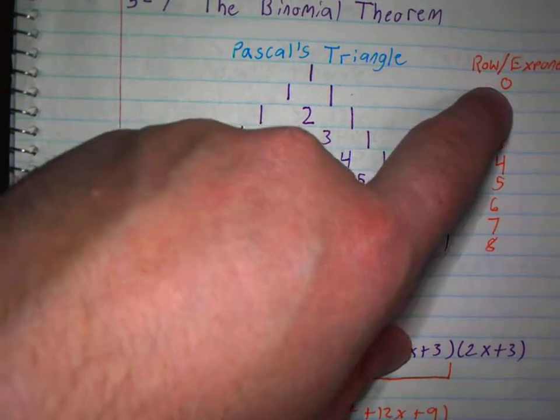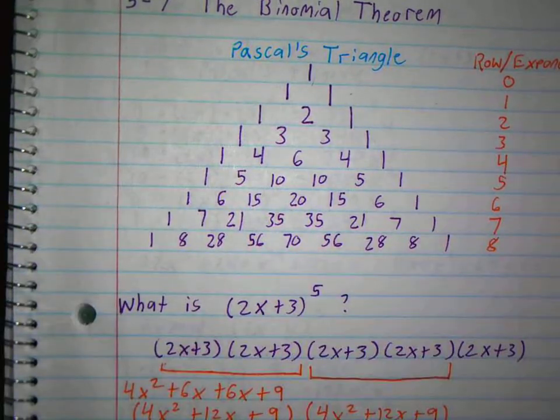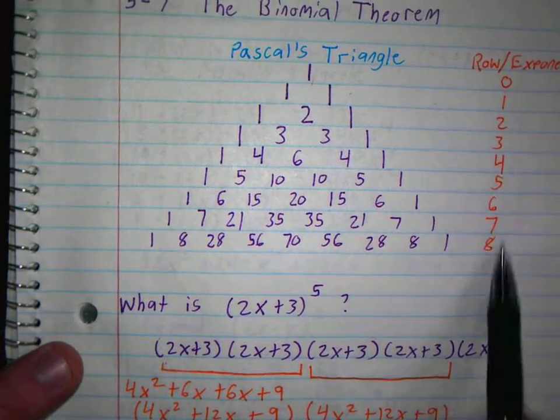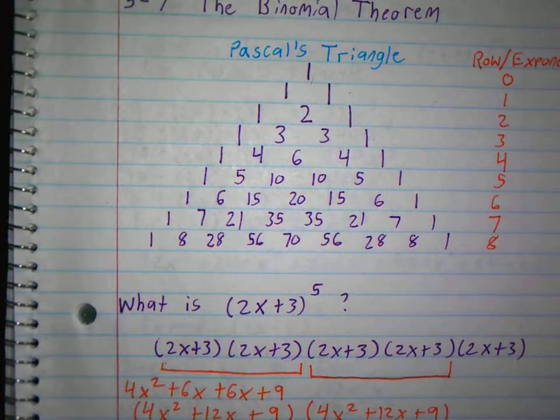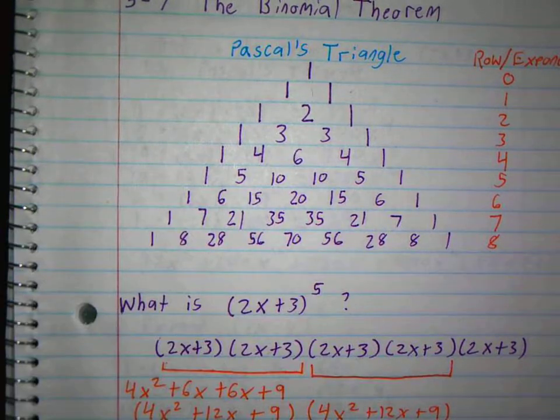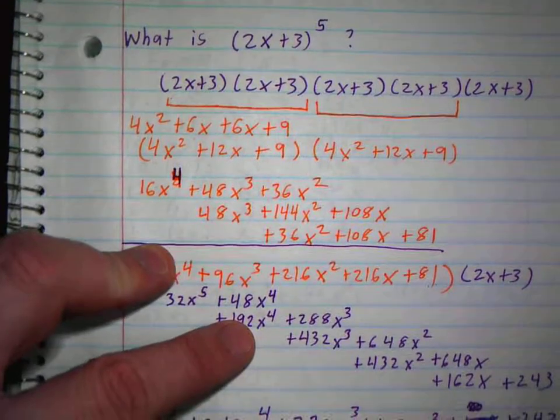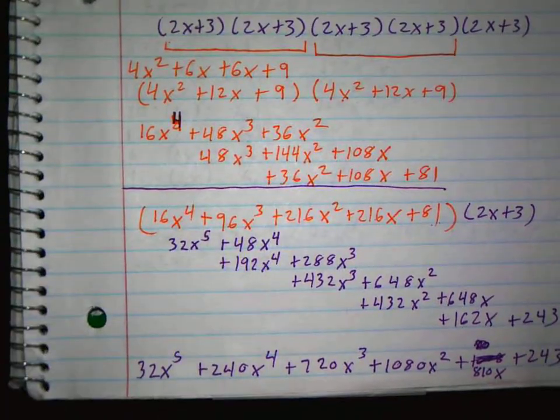Now, we call the first row, row 0. And that's where kids get confused. These rows can go on forever. So the problem I want to show you is how to use this triangle to do all of this work and get the same answer without doing as much.